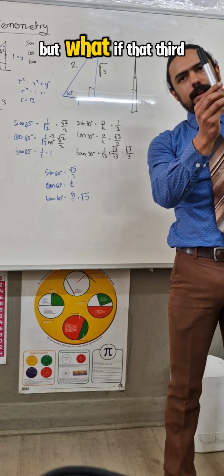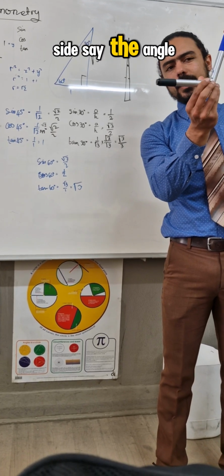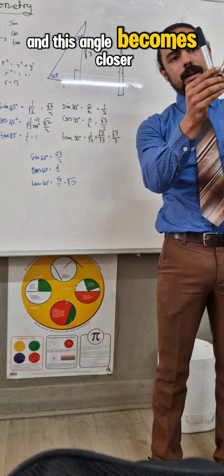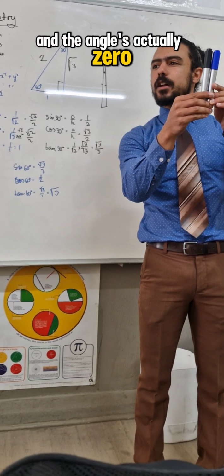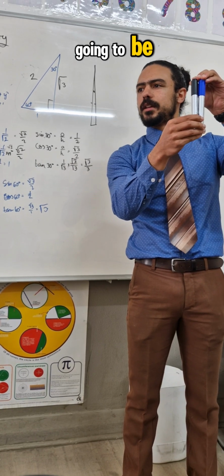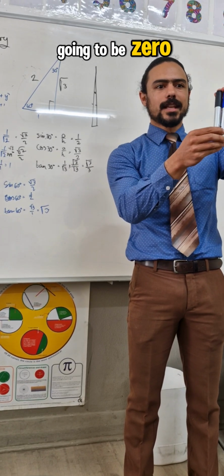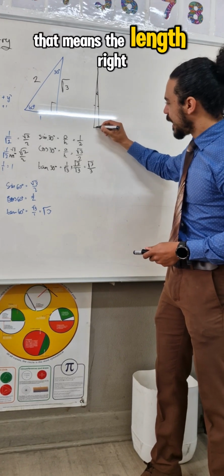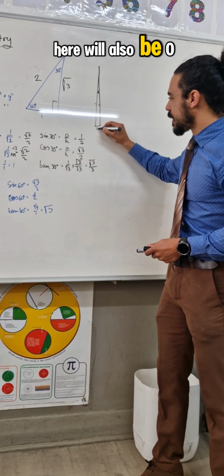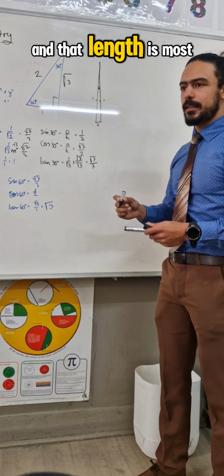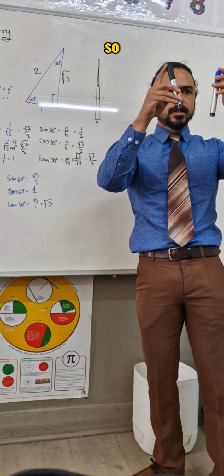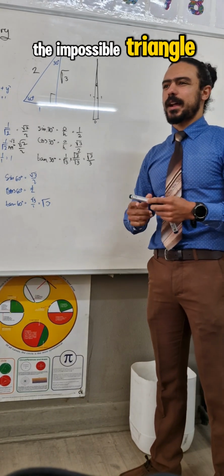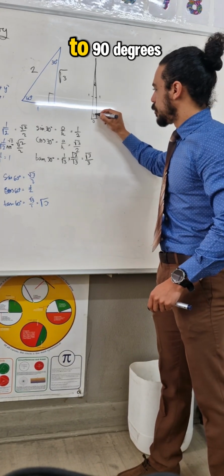But what if that third side, looking from this angle here, and this angle becomes closer and closer, and the angle is actually 0. How long is this side going to be? The length is going to be 0. So if we look at that as a 0 degree angle, that means the length right here will also be 0. But let's say that this length and that length are the length of the hypotenuse, so we say it's 1. So we have what we call the impossible triangle, and then we have here 90 degrees.